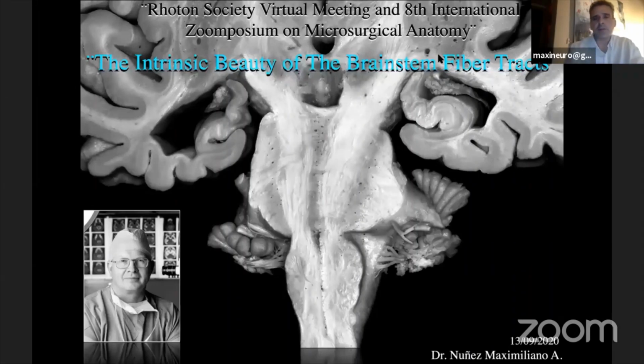I want to show you in this case the intrinsic beauty of the brainstem fibers, the intrinsic anatomy of the brainstem fibers tract. Obviously, I want to show every tract in the brainstem, but I think it's impossible. But I will try to show you the most important structures in the brainstem.